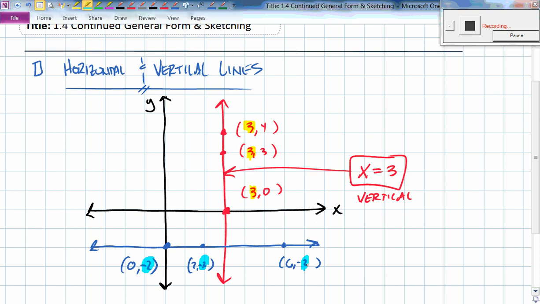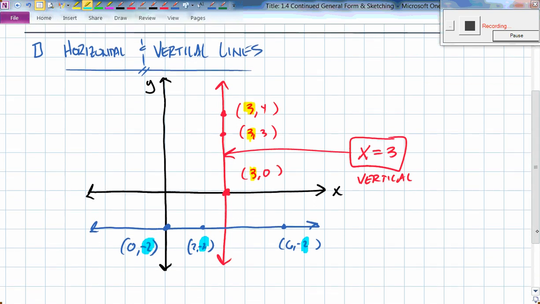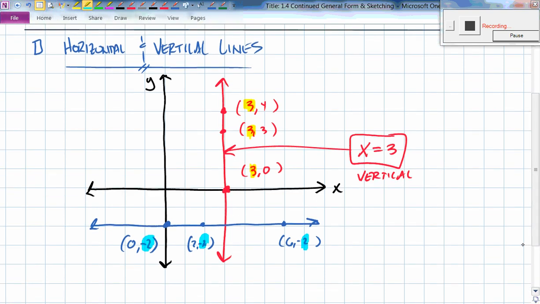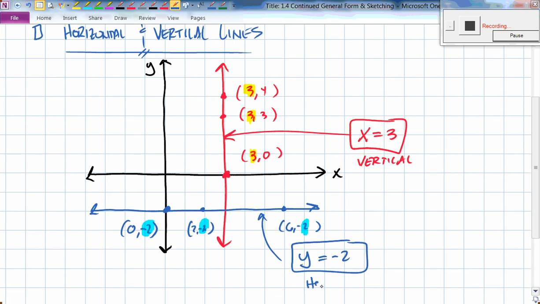All of these have what in common? Yeah, the y output, right? The y value is going to be the same no matter what we do. So this is the equation for the line y equals -2. Now, why do you think students would call that the line x equals -2? Because it looks like the x-axis, right? So, horizontal lines have the form of y equals a in general. Vertical lines have the form of x equals a.